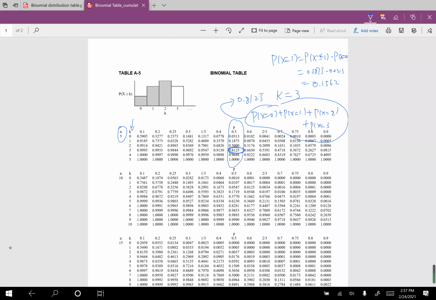Okay, that's reading the binomial probability distribution table and the cumulative binomial table.